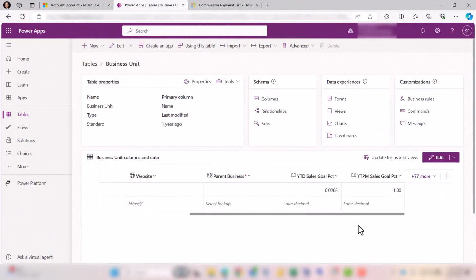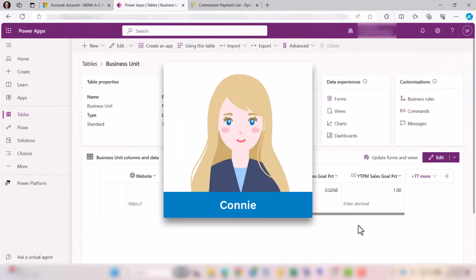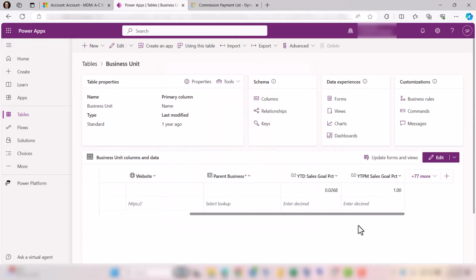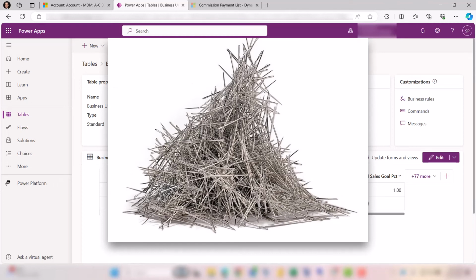But luckily, the person that uses the commission module, Connie, she's pretty smart. She knew the numbers were wrong as soon as she looked at it. And she had a good feeling as to why. So she pointed us in the right direction. Still, for us, there's a lot going on behind this system. Where do we look? It's like finding a needle in a stack of needles. It really wasn't that hard. It took us about 20 minutes.